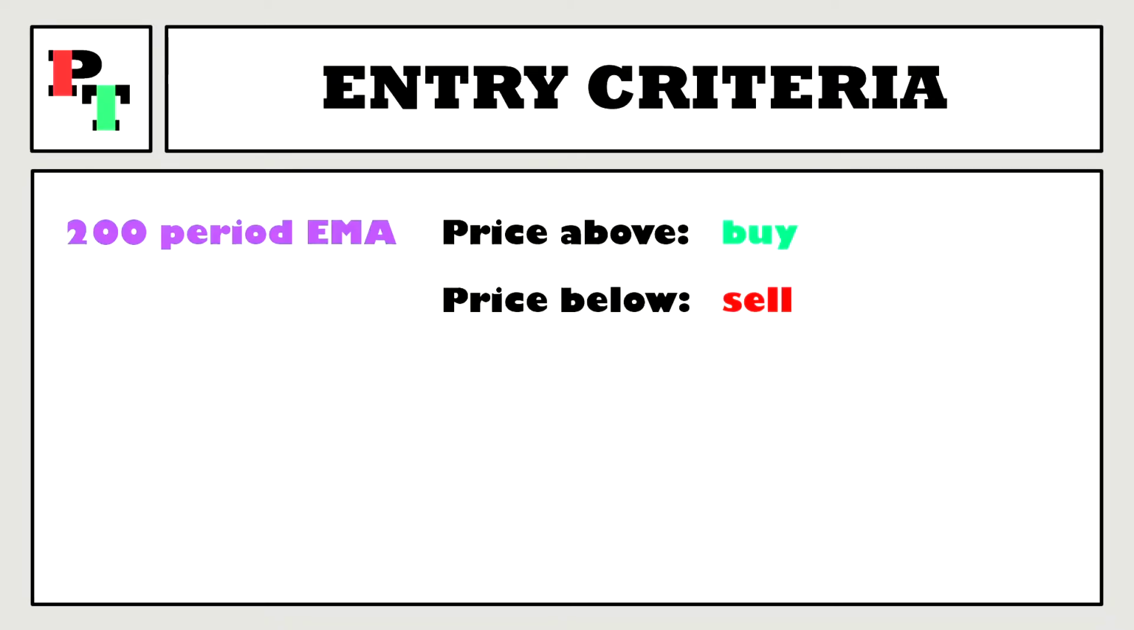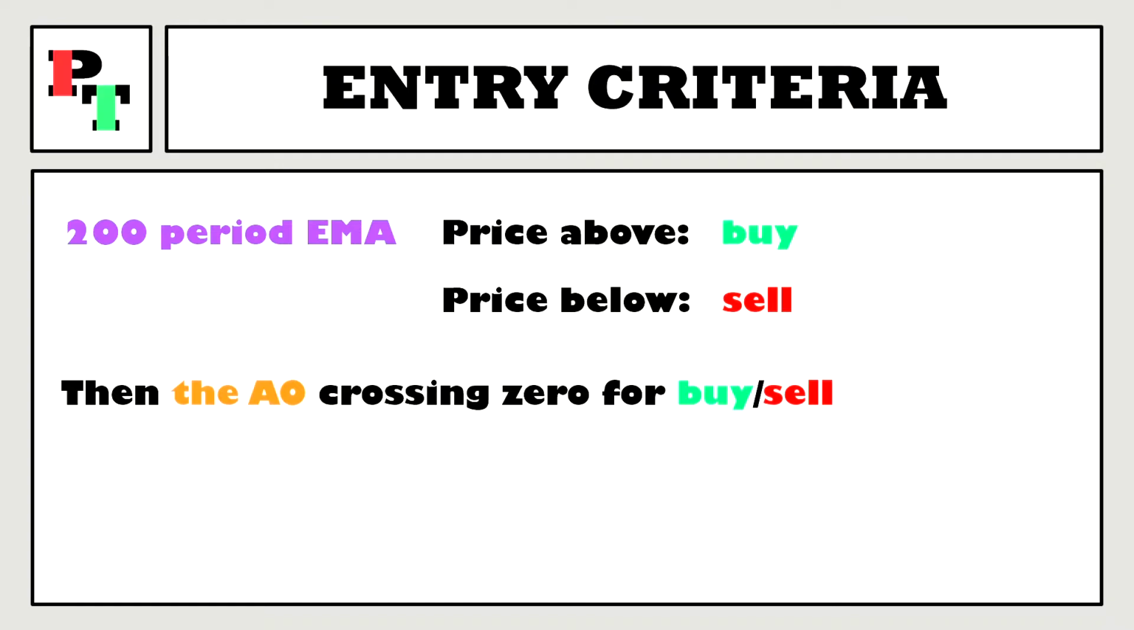For the 200 period average, we're going to use it as a basic filtering system by saying that if price is closed above it, then we're only going to take buy trades. And if price is closed below it, then we're only going to take sell trades. And for our Awesome Oscillator, it will be an entry signal when the histogram value closes across the zero mark. So we will enter a buy trade if it closes above zero and the EMA clears us, or a sell trade if it closes below zero with the EMA giving us the go ahead there.